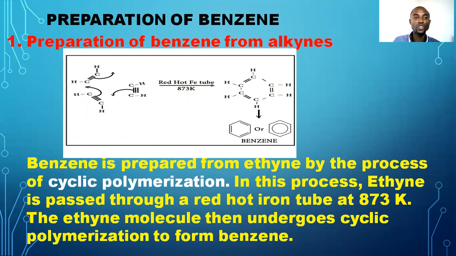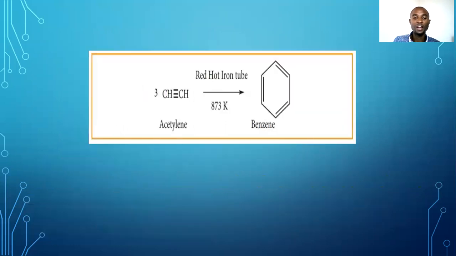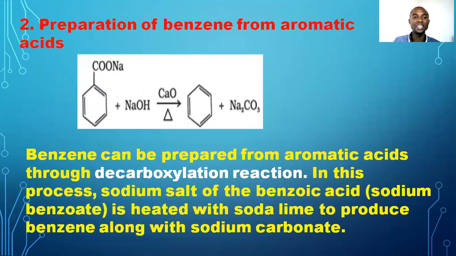We can prepare it also. This is another structure for that. We can also prepare it from another aromatic compound, which is an aromatic acid, benzoic acid. Now, benzene can be prepared from aromatic acid through a decarboxylation reaction. Remember the first one, we use cyclic polymerization. Second one, we use a decarboxylation reaction.